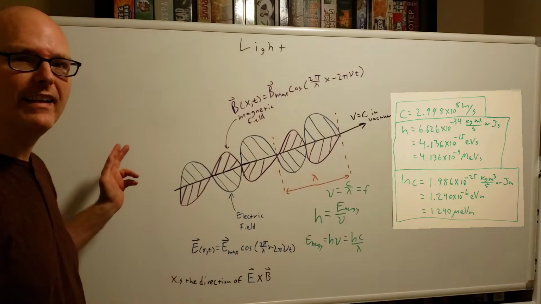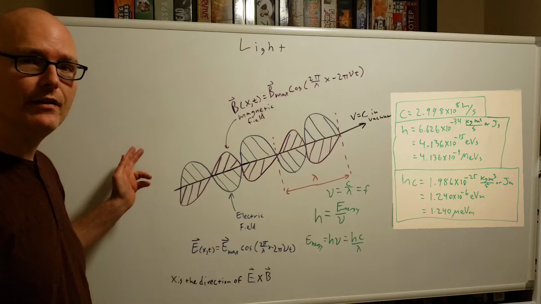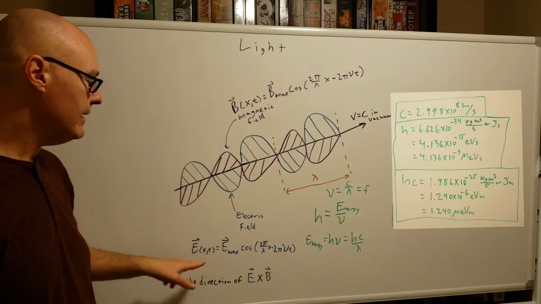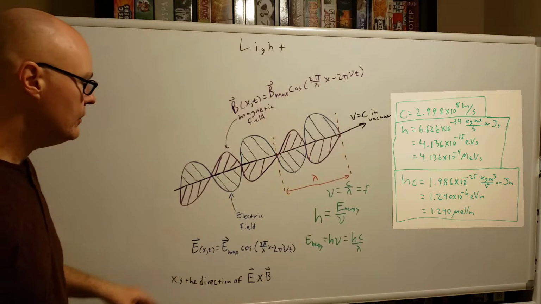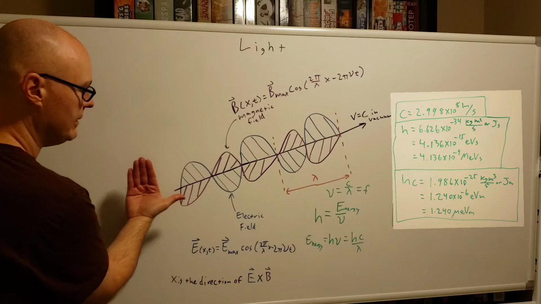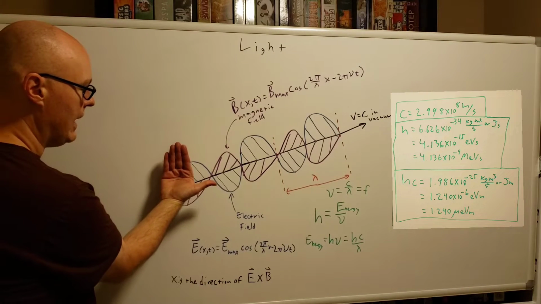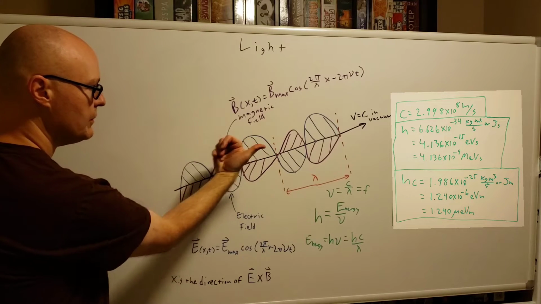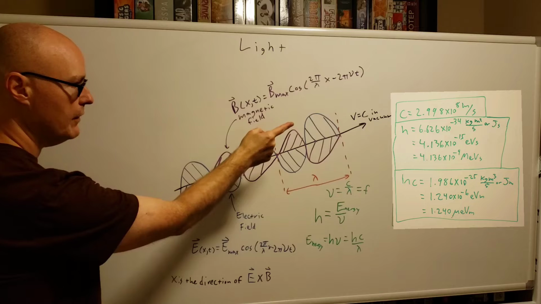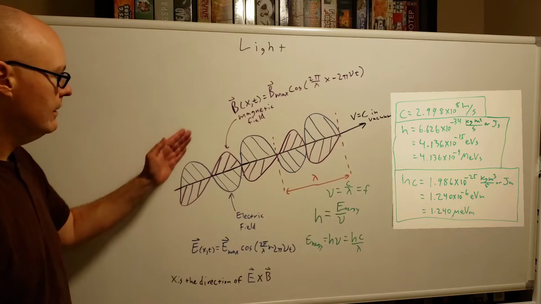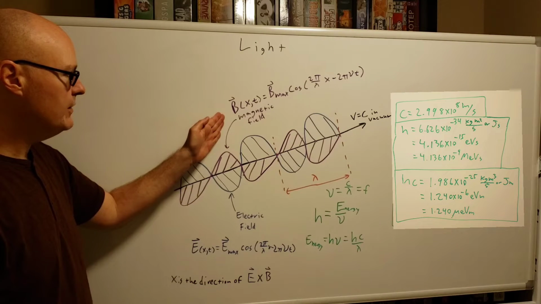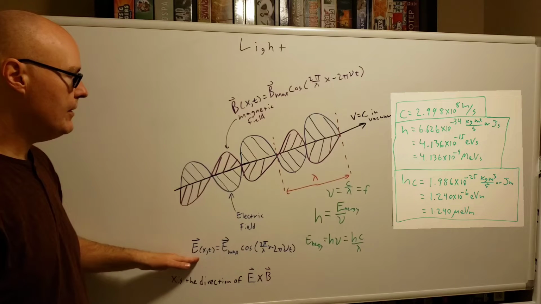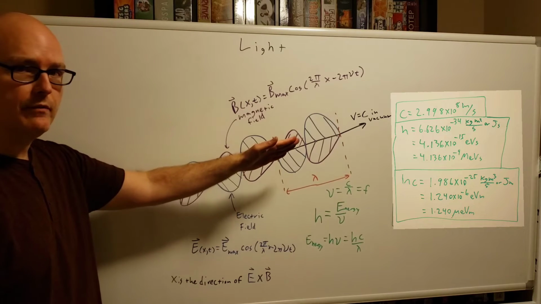Here is a representation of the wave, which is the magnetic field and the electric field. Using the right-hand rule, if I take the electric field and cross it with the magnetic field, I get the direction of motion of my photon, making the magnetic field always perpendicular to the electric field and perpendicular to the direction of motion.